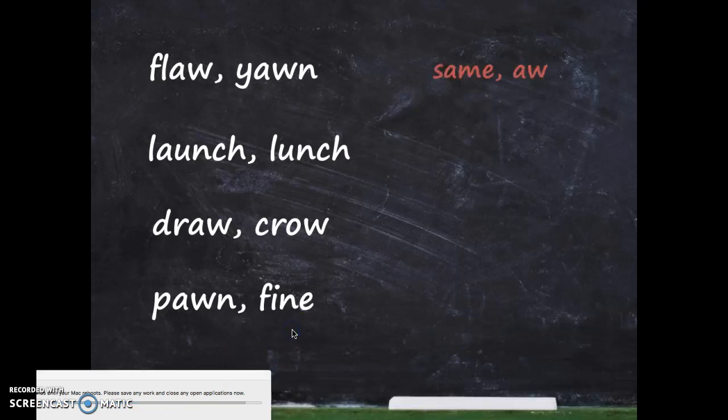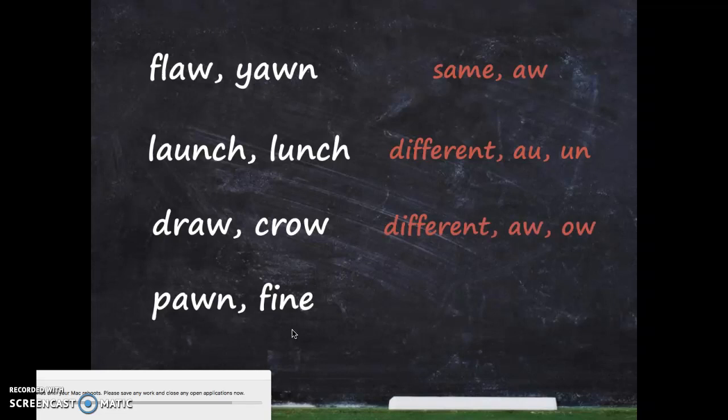If you said that the first set of words, flaw and yawn, was the same sound, you were correct. Flaw and yawn definitely make the same sound. However, launch and lunch are two different sounds. I have the AU sound, which makes aw, and then I have un in lunch. Totally different. Draw and crow, I have different sounds. I have the aw in draw, and I have the O sound in crow. Again, not the same sounds.